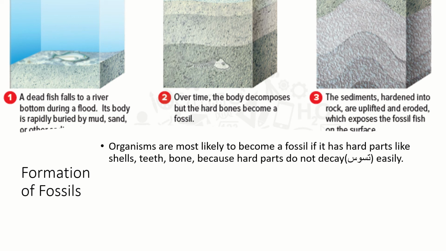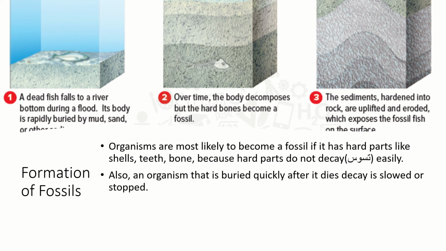Organisms are most likely to become a fossil if they have hard parts like shells, teeth, bone, because hard parts do not decay easily. They don't break down very easily. So when you see this fish, it has a soft outer part of muscles and other tissue. And then when you come to picture 2, all of those soft parts have decomposed or decayed, leaving only the hard bone.